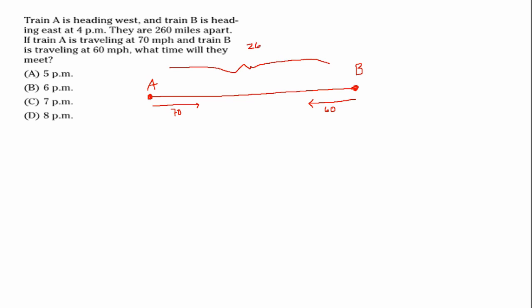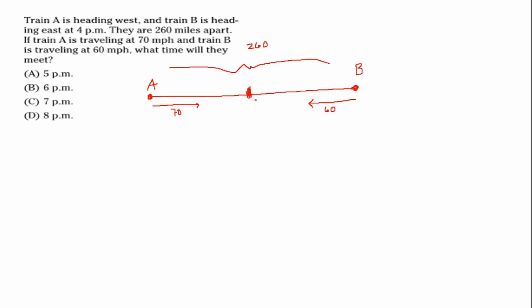So we got train A somewhere over here. Got train B somewhere over here. We know train A is heading this way at 70. Now train B is heading this way at 60. And we know the total distance they have to travel is 260 miles. Question is, at what time or how long will it take them to meet, somewhere in the middle here.